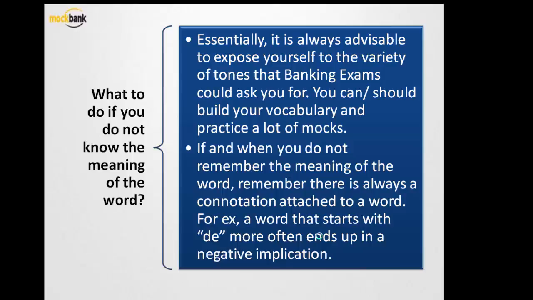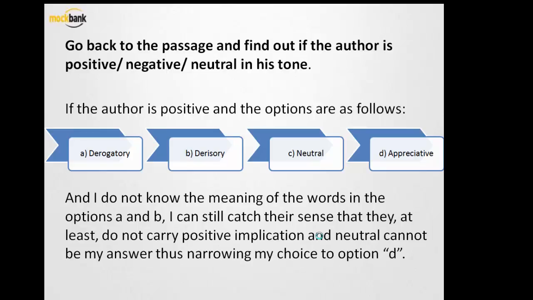For example, a word that starts with "de" more often ends up in a negative implication. The words like derogatory, defamatory. Now let's take an example on this. If the author is positive, you probably can get that feel during the reading of the RC, and the options are as follows: derogatory, derisory, neutral and appreciative.